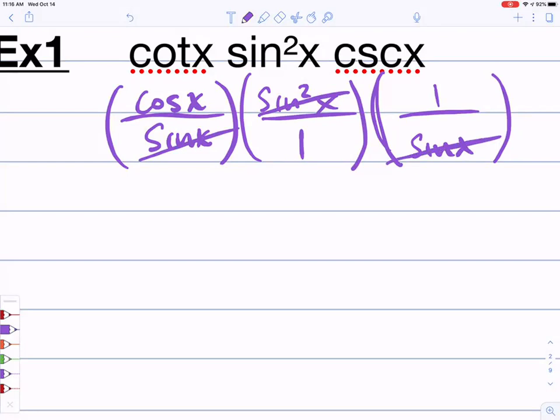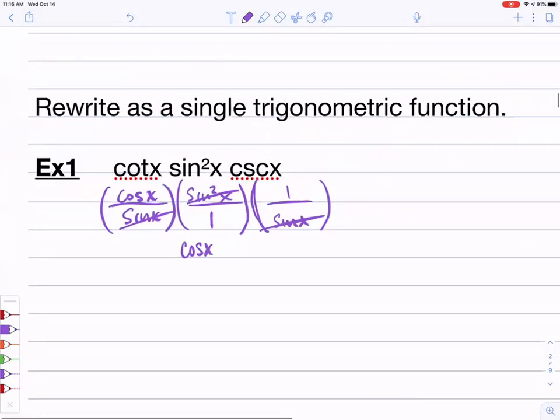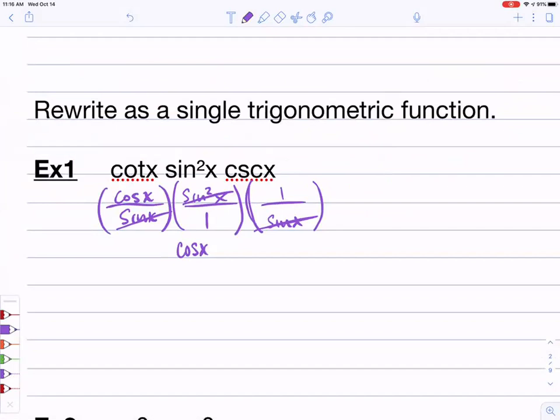Okay, now let's look at what's left over. On top, I've got a cosine times a 1, which is cosine. And on bottom, what's left over? 1. What is cosine over 1? Oh, okay. Now, which statement is simpler, the original statement or the final statement? Yeah, the final one. Not only that, it told me to rewrite it as a single trigonometric function. So I was able to reduce everything down to just a single trig function.